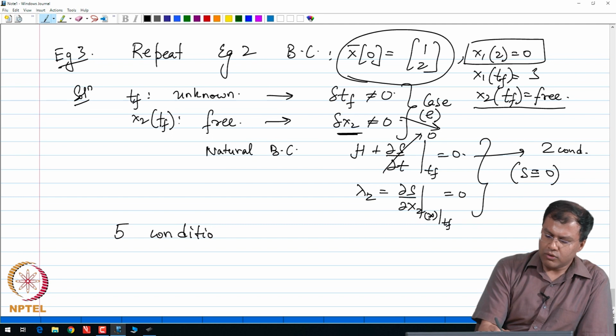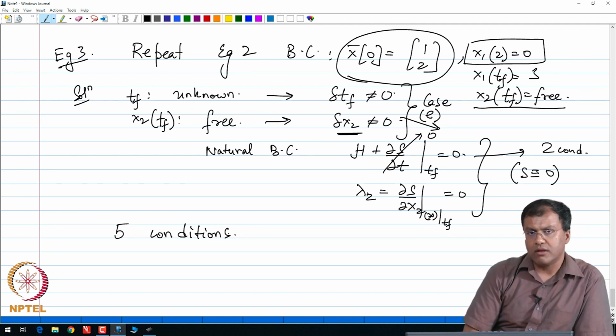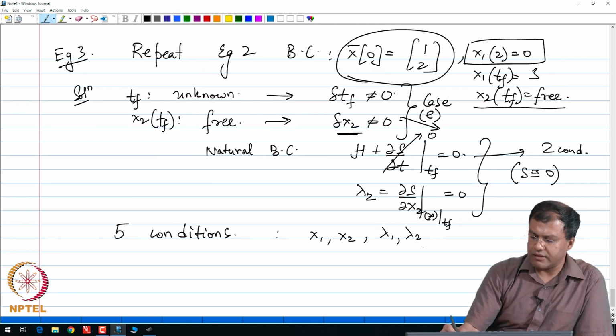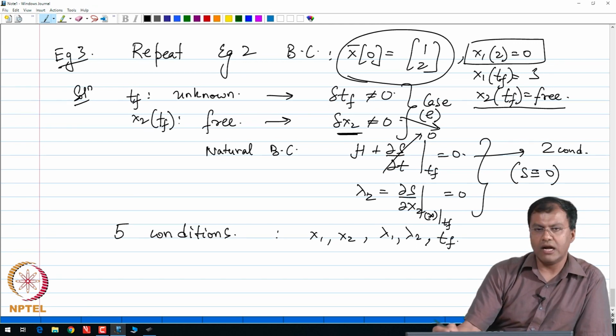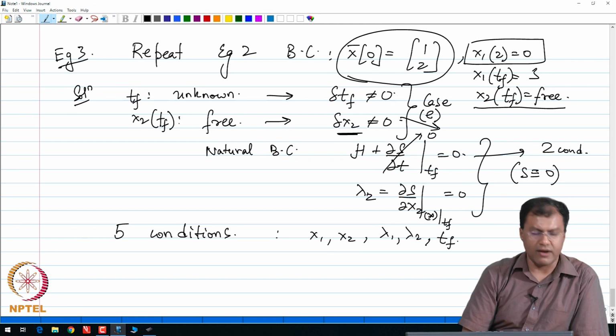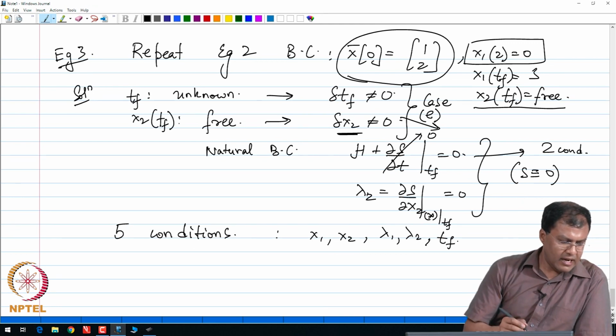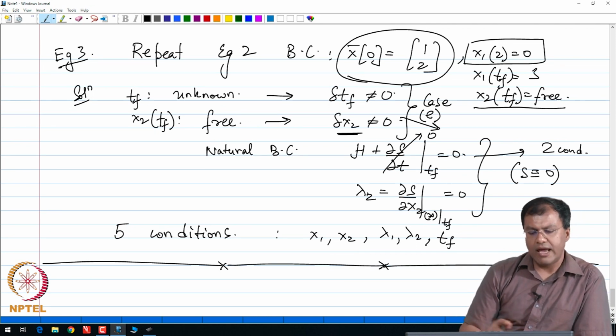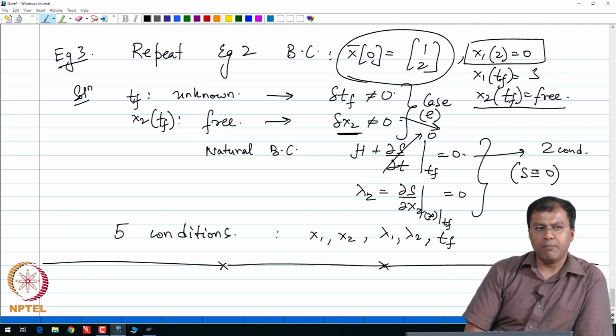So, the question is, do we have 5 unknowns, and the answer is yes: we have x 1, x 2, lambda 1, and lambda 2, and the students can see that the fifth variable is the final time point T f, which is also an unknown of the problem. So, 5 unknowns, 5 conditions, the problem should be fully defined. Okay, then let me finally look at one more example of the same example, but with a different cost function.